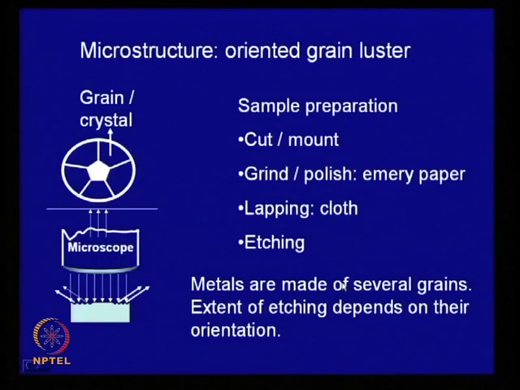And the extent of etching depends on their orientations. So differently oriented grains give different luster. And from this microstructural examination, we can get a lot of information about the grain size, the shape, etc. in pure metal, whereas in more commercial alloys there will be multiple phases.